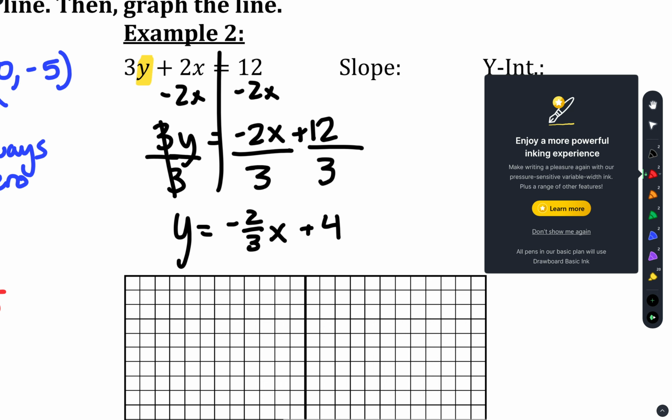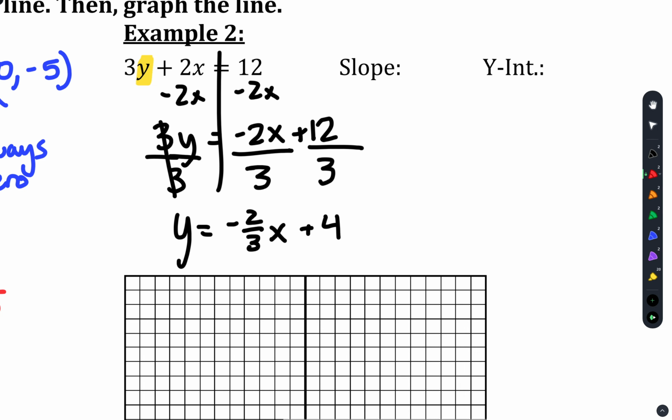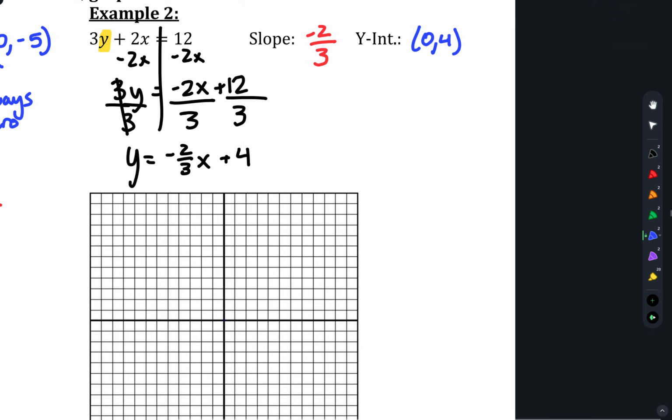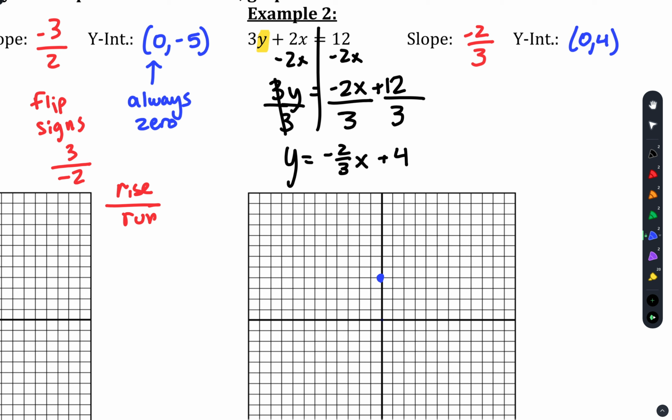What's my slope here? My slope is, Jade? And what's my y-intercept? So I take those numbers and I plot them. Y-intercept goes in first at 4. I use my slope down 2 over 3. And I can flip my signs to go up 2, backwards 3.